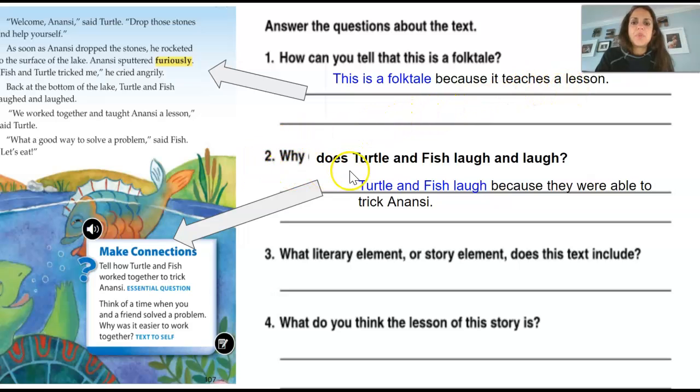Number 2, why do Turtle and Fish laugh and laugh? Well, again, I need to restate my question. Turtle and Fish laugh because they were able to trick Anansi.